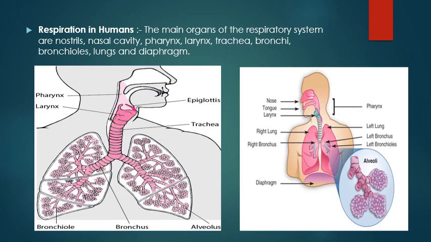Now let us try to understand a very important process, that is respiration in humans. How does respiration take place in the human body? Before that, we need to understand what the different parts in our body are which are helpful for respiration. So have a look at these two pictures. I will tell you what the different parts are.